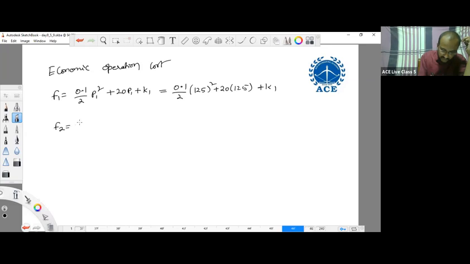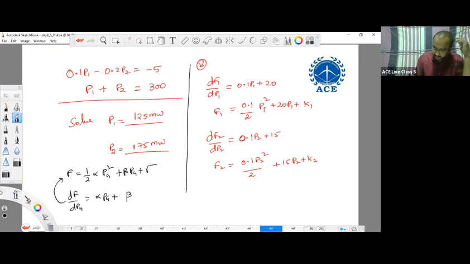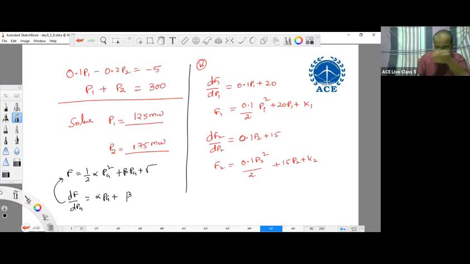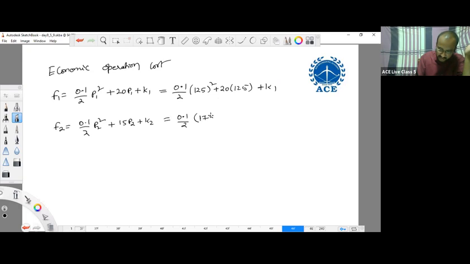And F2 is what? 0.1 by 2 P2 square plus 15 P2 plus K2. P2, how much did you get here? P2 is 175. So 0.1 by 2 into 175 square plus 15 into 175 plus K2. Understood my point?